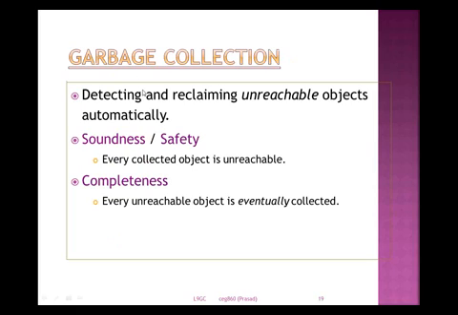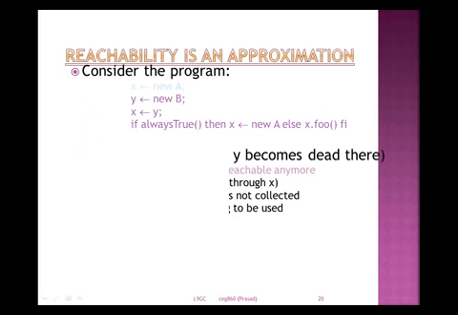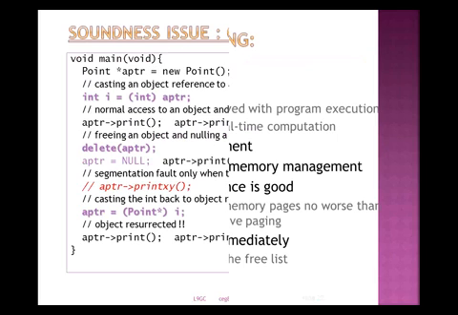Next is garbage collection, that is detecting and reclaiming the unreachable objects automatically, soundness, safety, that I covered. Now reachability is an approximation. Consider the program, this one.